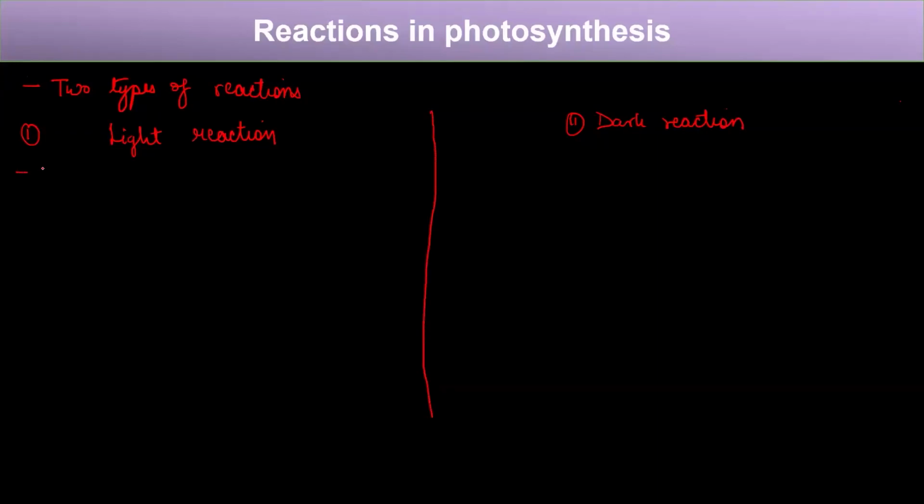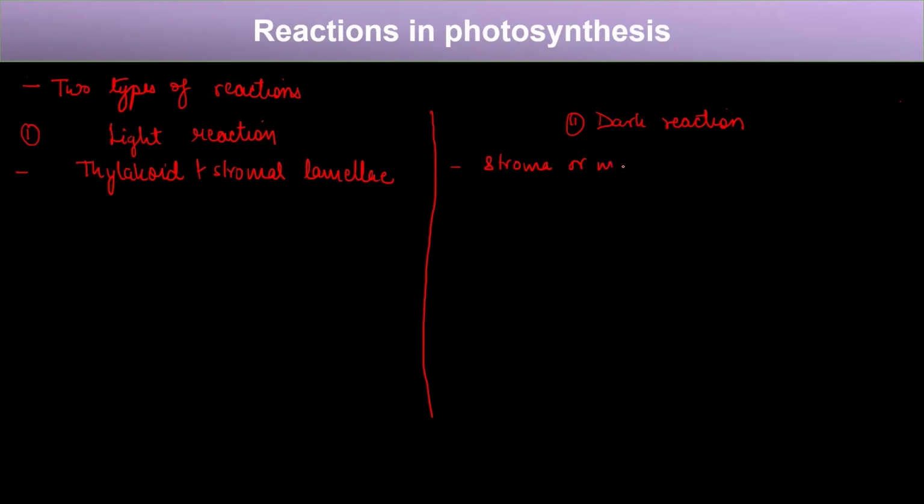Okay. Now, what is the difference between the light and dark reaction? Let's see. The first difference is the location. As we saw, the light reaction takes place in the thylakoid and stromal lamellae, while the dark reaction takes place in the stroma or the matrix.